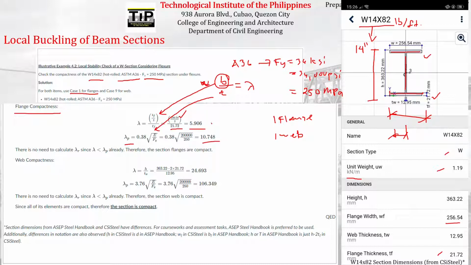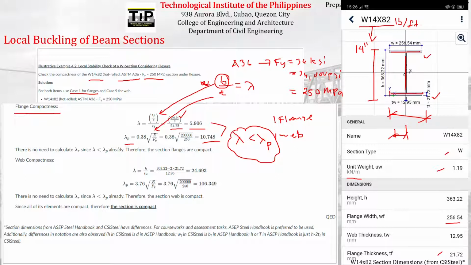Comparing the two, we can see that lambda, the width thickness ratio, is less than lambda p, the limit for compactness. Lambda p is actually the limit for compactness. As long as the width thickness ratio is not exceeding the lambda p value, we can still say that it is compact, and that is the case here.